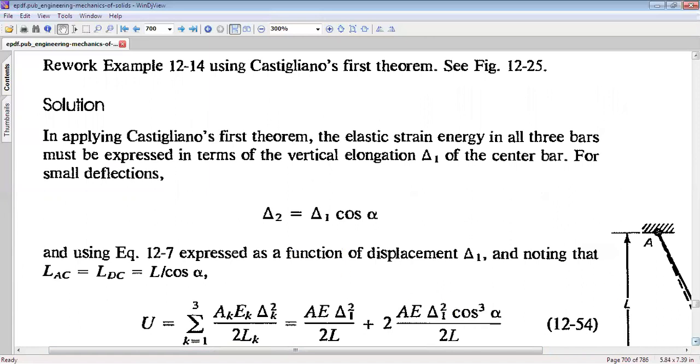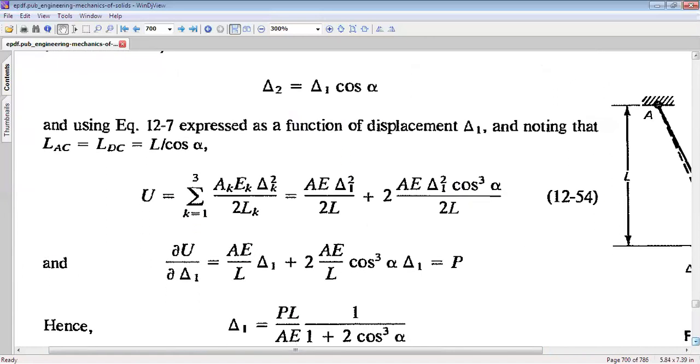Again, we will now write expression of strain energy. And for this case, there are three links, and we can write the expression of strain energy as capital U equal to summation of k equal to 1 to 3, ak ek triangle k square divided by 2 lk, where ak is area of cross section of kth link, ek is Young's modulus of elasticity of kth link, triangle k is axial deflection of kth link, and lk is the length of the kth link.